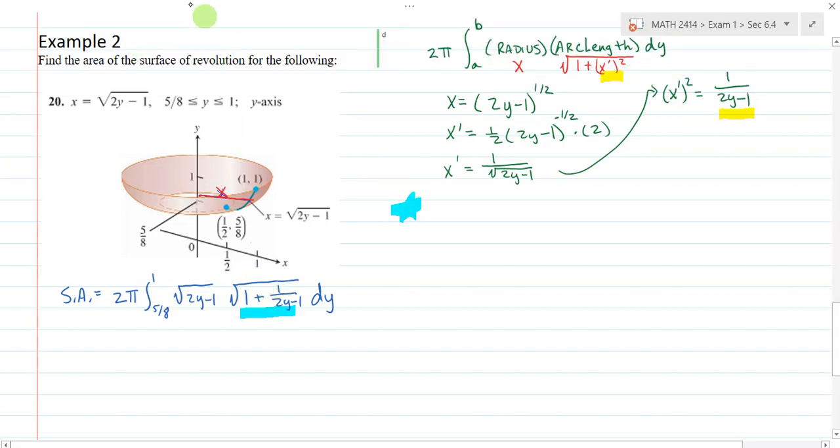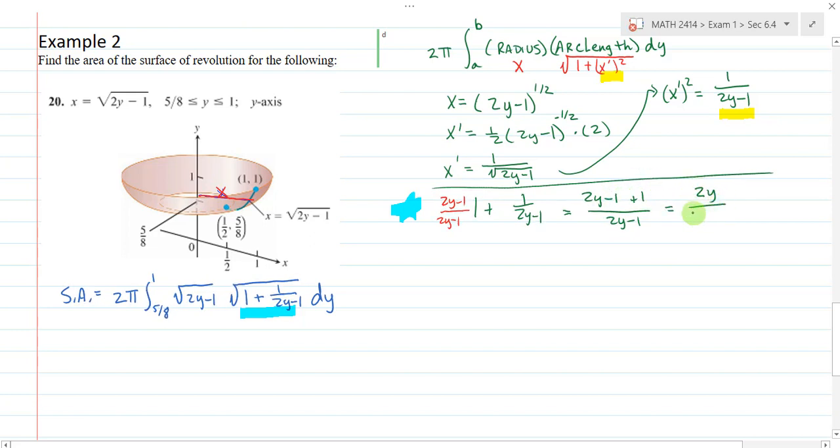So to combine these terms, I have 1 plus 1 over 2y minus 1. I need to get a common denominator, which means I need to multiply this 1 by 2y minus 1 over 2y minus 1. And when I do that, that gives me 2y minus 1 plus 1 over 2y minus 1. The ones on top are going to cancel each other out, and we're just left with 2y over 2y minus 1. So this is what I'm going to plug into my integral right here to clean up the integrand.